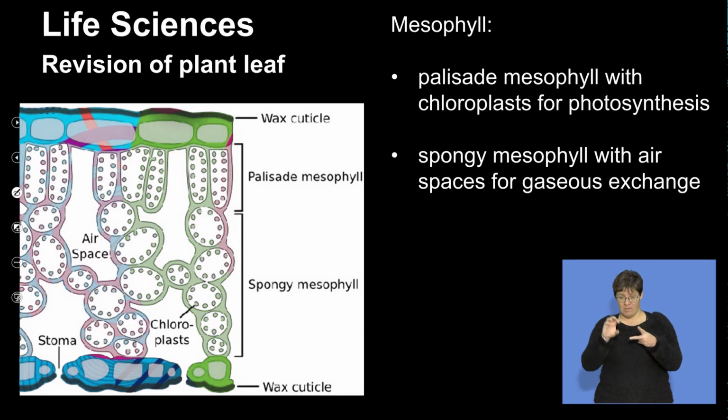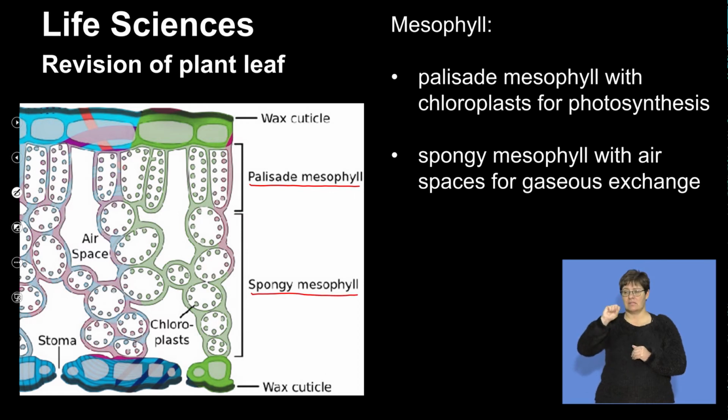The rest of the leaf is filled with mesophyll cells, and there are two types of mesophyll cells. Palisade mesophyll, closely packed, elongated with lots of chloroplasts because their main function is photosynthesis, and then the lower layers, which are the spongy mesophyll cells, and they've got lots of air spaces because their function is gaseous exchange.